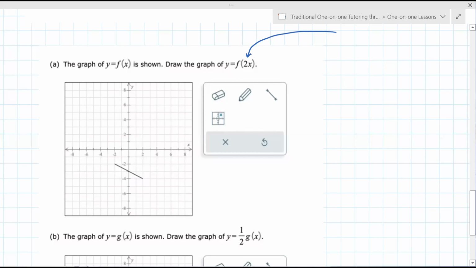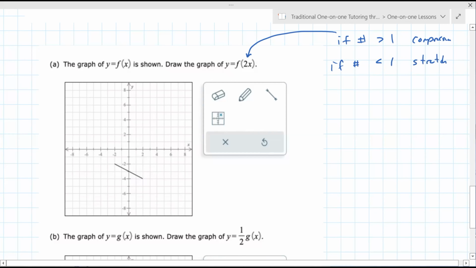So inside parentheses means a wider stretch. Well, no, it depends on the number inside the parentheses. So if this number is greater than 1, it's a compression. If the number is less than 1, it's a stretch, and that's what we saw in the last problem. Okay, I'll write that down. And you were wise. You said, does it only affect the x value? So the x values compress in, they move in. So we're dividing by like 2 ultimately.